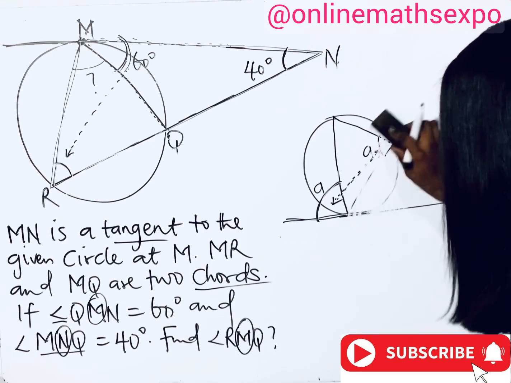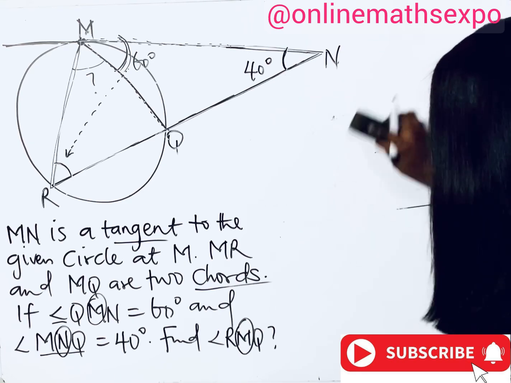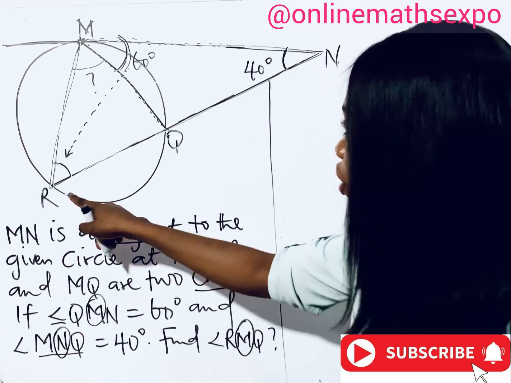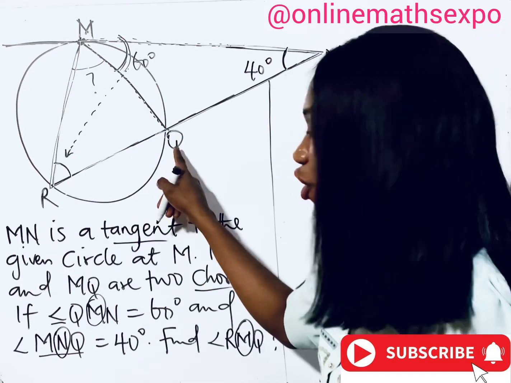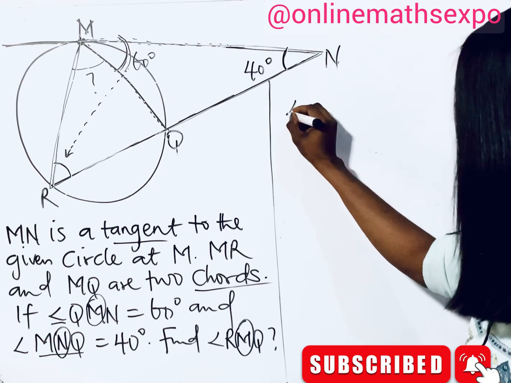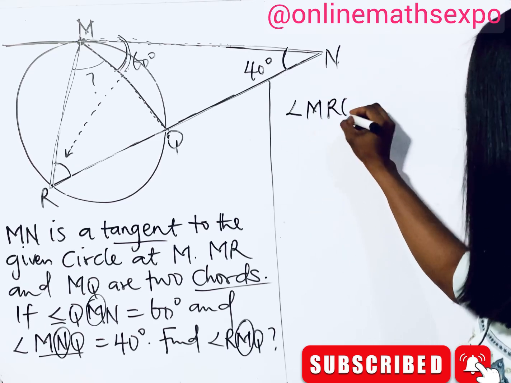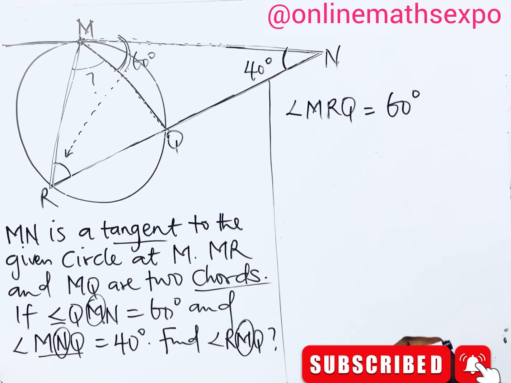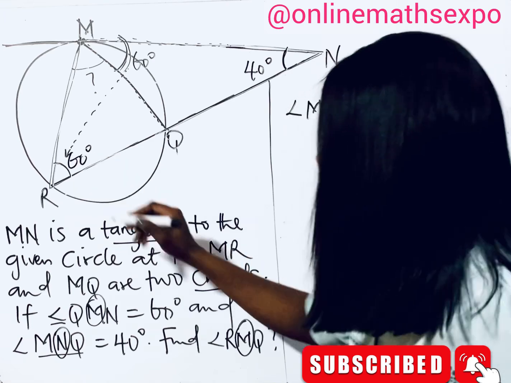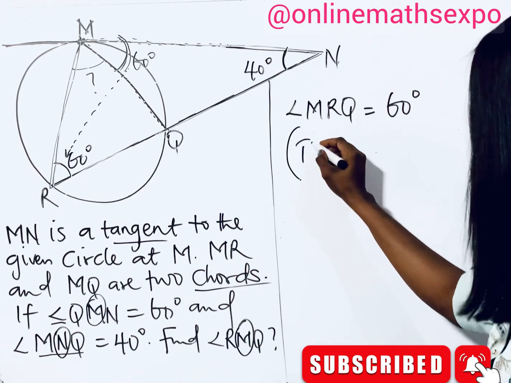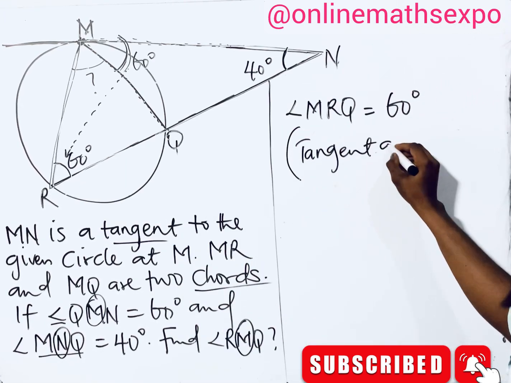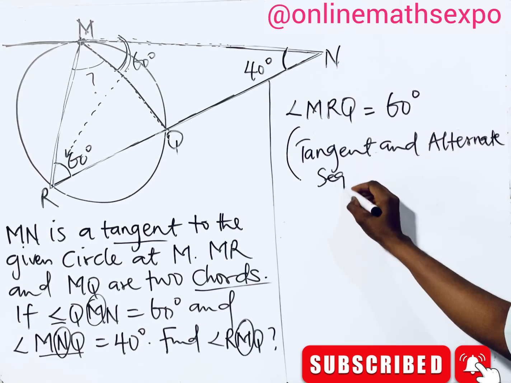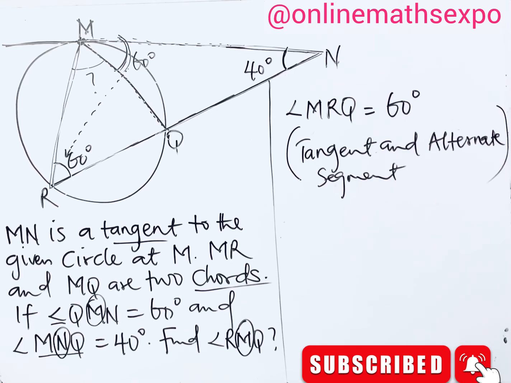So let's answer that question. We are going to have angle MRQ. We are answering now. So we have angle MRQ is equal to 60 degrees. We have agreed that here is 60. And what is our reason? The tangent and the alternate segment. I hope this explanation is clear. It's just very simple, like I told you.